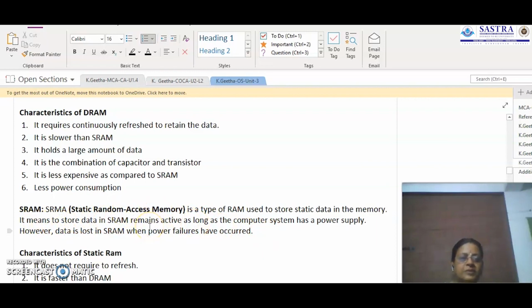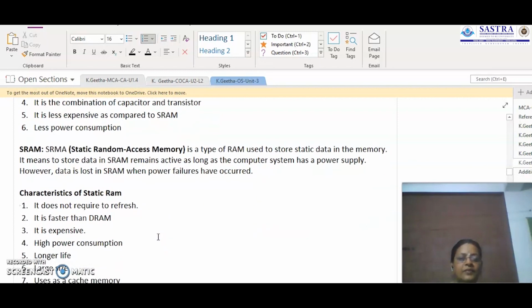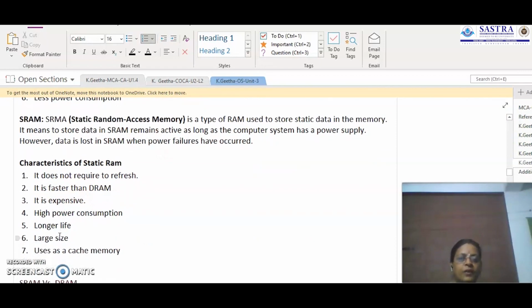Now coming to the static RAM, this type of RAM memory is usually built with flip-flops and other components, and usually the content stored here will be permanent. Okay, the data is lost when a power failure has occurred, but still we need not do any refreshing. So no need to refresh. It is of course faster than the dynamic RAM, and it is also expensive, and it is notable for high power consumption. Most of the characteristics whatever we have seen for DRAM are going to be the opposite here. Okay, it has a longer life and also supports larger size, and usually the static RAM is used for the cache memory, because we already know cache memory is a high speed memory.